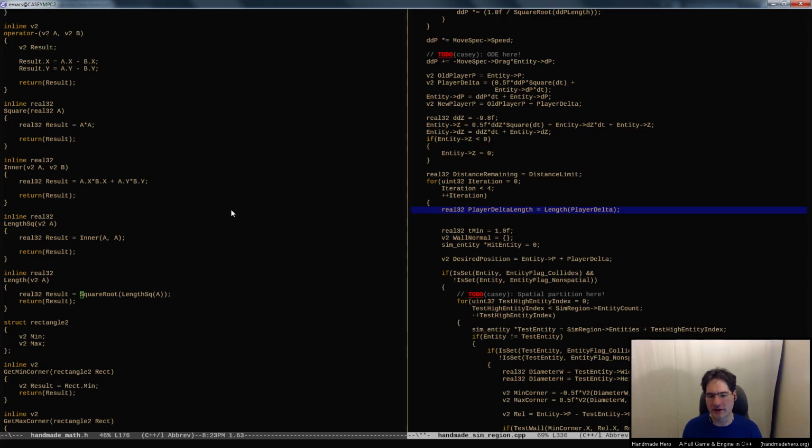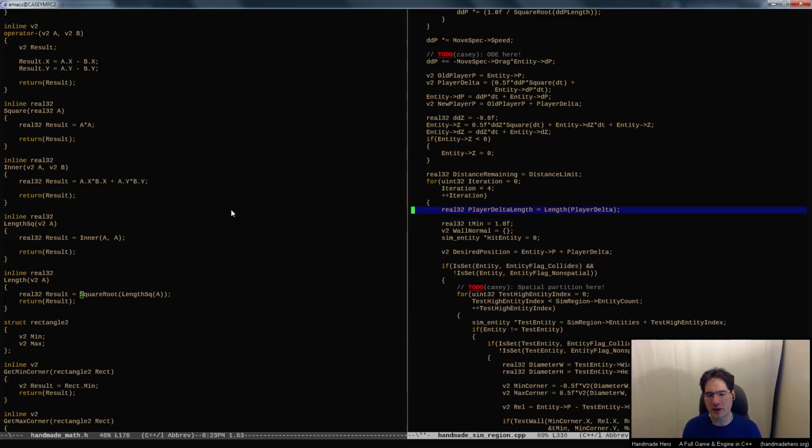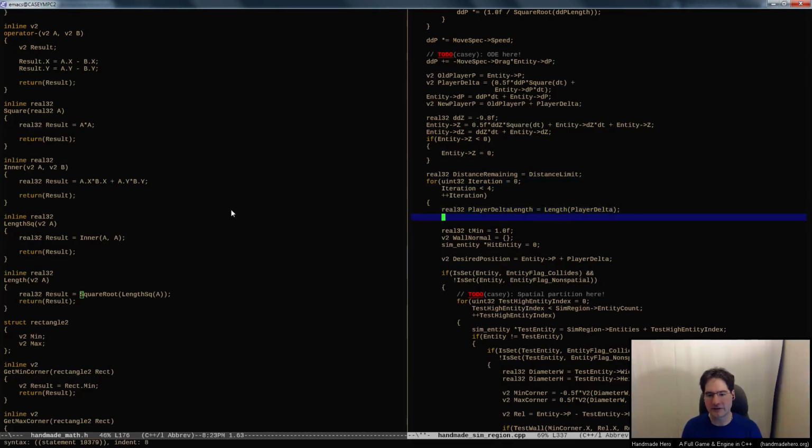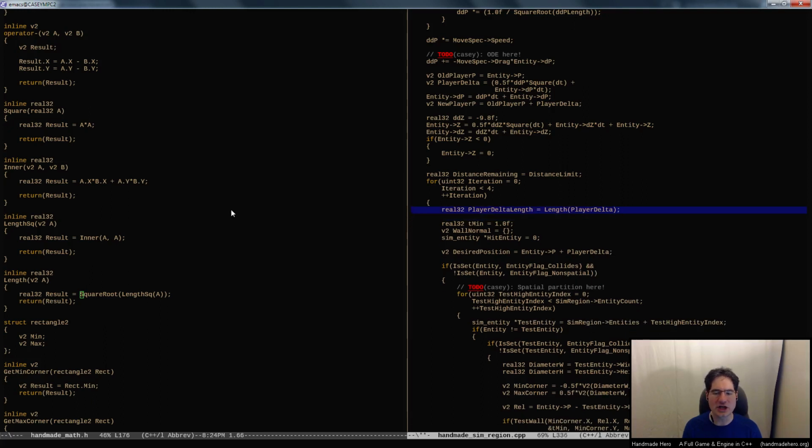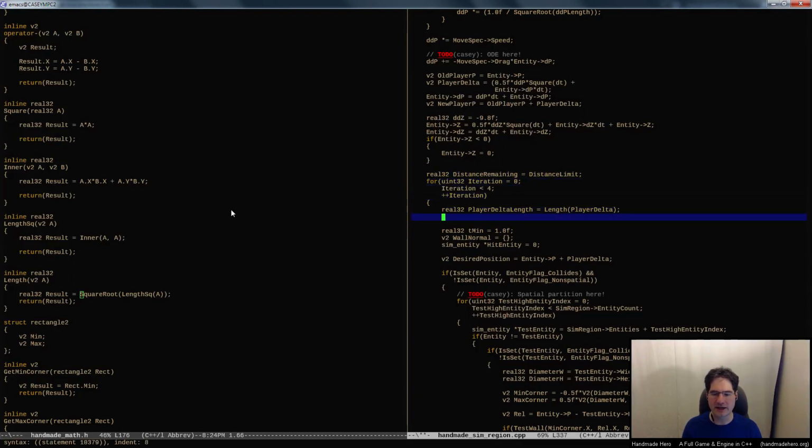This is how far the player delta is. So what I would like to do is make sure that I cap that so it's no longer than the distance remaining. Basically, what I'd like to do is say, what is the ratio, or how much of this player delta length can we afford to use? If I take the distance remaining, I'm going to divide it by that player delta length.